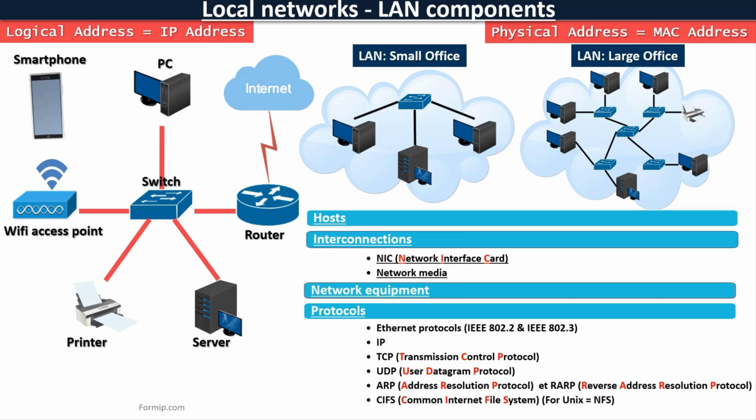We have CIFS, which is a file server protocol. It stands for Common Internet File System, and allows permanent connections between a client and a server to be established. It's only used on Windows. On Unix, you'll use the NFS, Network File System, protocol. And finally, there's DHCP, Dynamic Host Control Protocol. DHCP is primarily used to distribute IP addresses over a network.